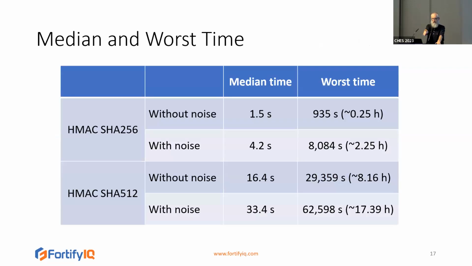With such variation of the time, it makes much more sense to measure median time than the average time. So here you can see the median and the worst time for all 4 experiments, and you can see that even for the hardest experiment, in half of cases, the attack took less than 33 seconds.